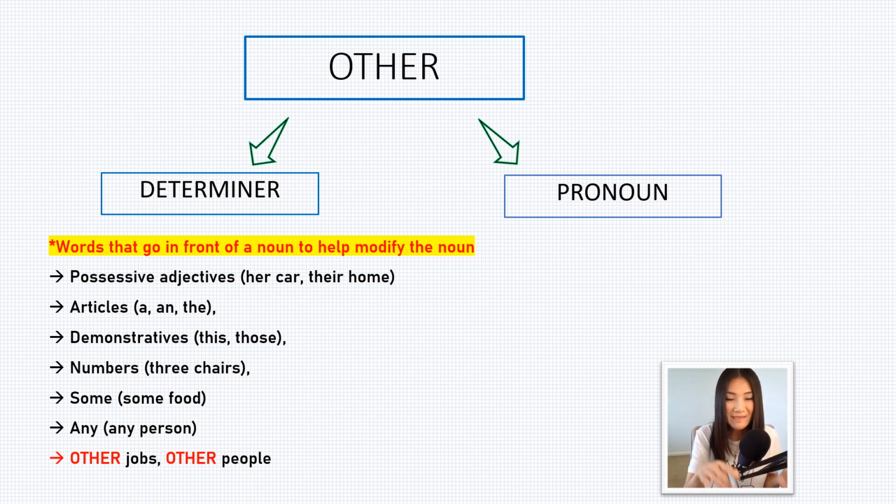I gave a lot of examples on this slide, but you do not have to memorize any of these. Some examples here are possessive adjectives like her car, their home, or articles like a, an, or the. Demonstratives like this or those. Numbers like 3 chairs. Words like some or any. So again, we can use the word other like a determiner.